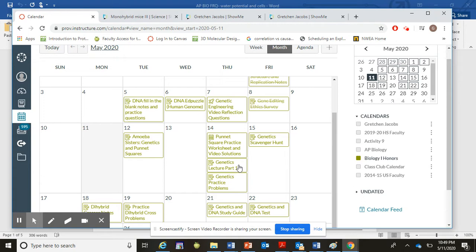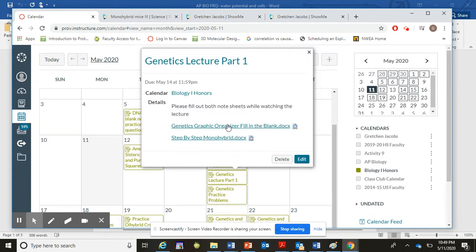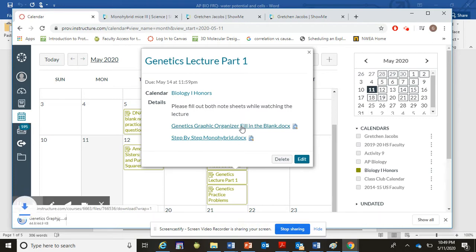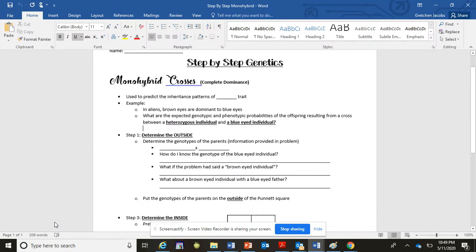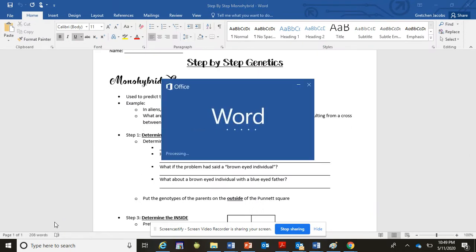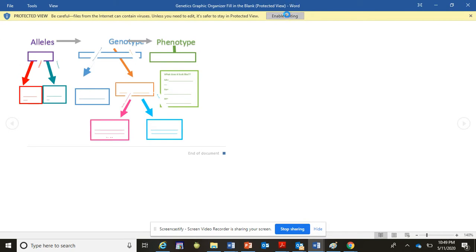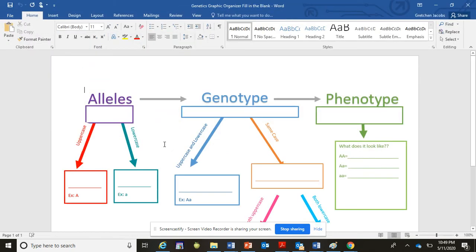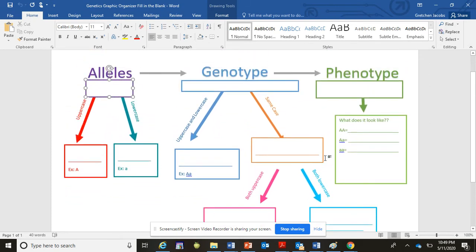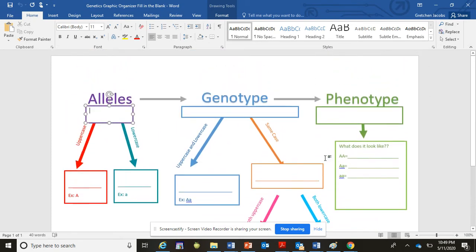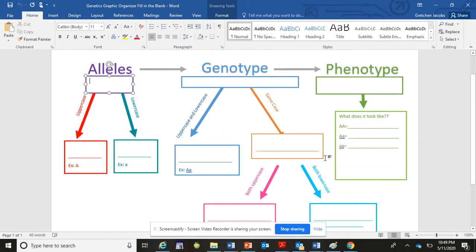So the first thing we're going to do is this genetics lecture part one. The link to this video will be posted here, but you're going to print off these notes to have as you go through. The first set of notes that we're going to go over is this graphic organizer, and this is a great thing to have out as a quick reference while you're doing any genetics problems, just to remember all of the terminology. So this is the document that you're going to open, and it is color-coded if that is your thing. To print it in color would be nice, but let's go through here.